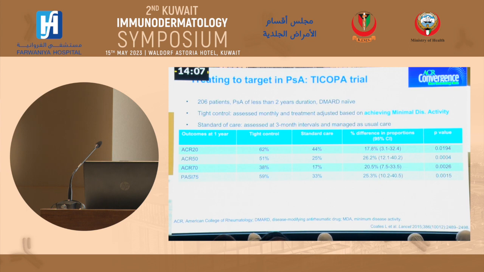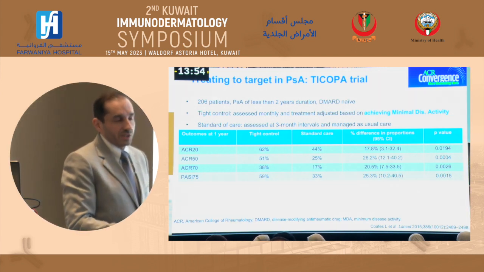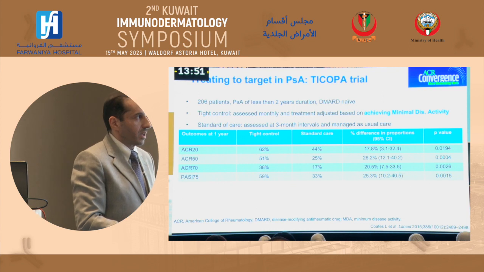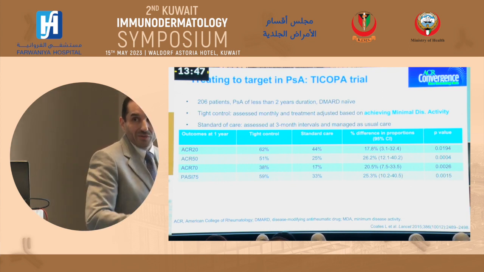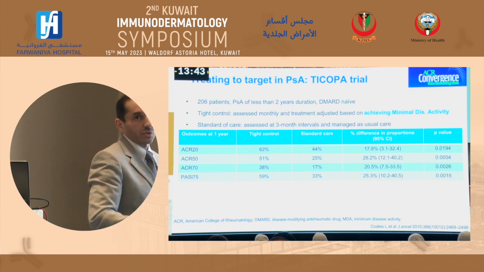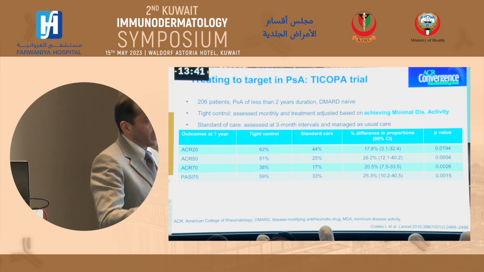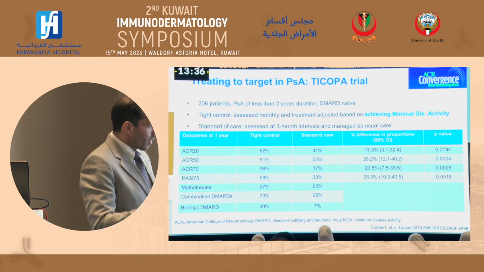If you look into the skin, as a rheumatologist, you see the PASI 75. Also, you see almost double the number in PASI 75 in tight control, around 60% versus 30%. And that makes sense because you're seeing the patient more frequently. Now, this is obviously challenging in the private sector or even the government sector when it's so busy and you can't really see the patient that often. But this is just a proof of concept that if you do tight control, seeing the patient more frequently and adjusting the medication more frequently, you're getting a better outcome.